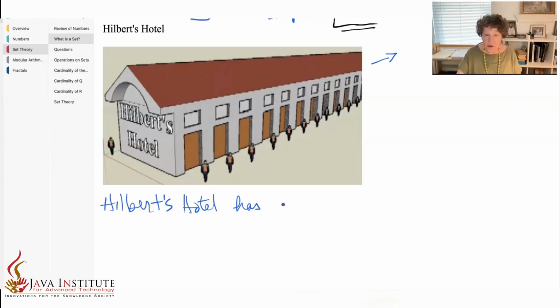has rooms, infinitely many rooms, 1, 2, 3, 4, like that. And that's why we don't see the end. So this is room 1, room 2, room 3, 4, 5, 6, 7, 8, 9, 10, 11, 12, on and on and on. Okay, so that's Hilbert's Hotel. And right now it's full because this guy is in this room, this is in this room. Everybody's got a room, the hotel is full.